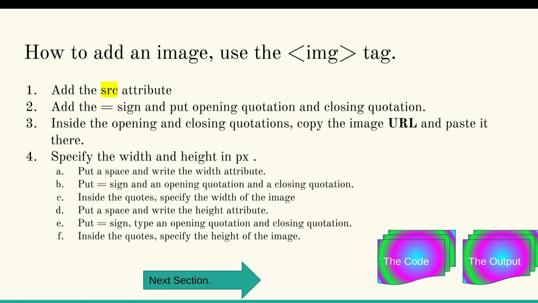Put an equal to sign and write an opening quotation and a closing quotation. Inside the quotes, specify the width of the image. Put a space and write the height attribute. Put an equal to sign, type an opening quotation and a closing quotation. Inside the quotes, specify the height of the image.